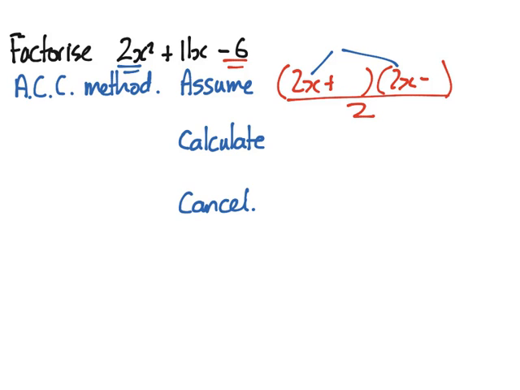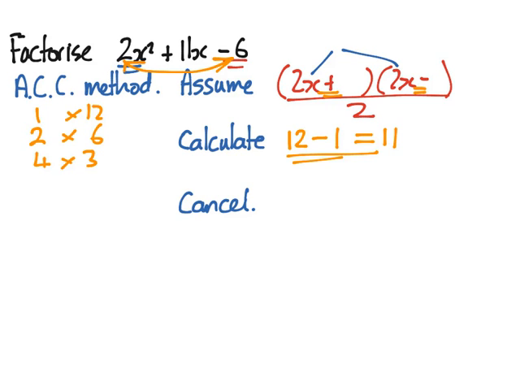Then we have to calculate, and we need to calculate the factors of the first and the last number. So we need to calculate the factors of 12: 2 times 6, 1 times 12, 4 times 3. And we choose the two where one is added and the other is subtracted to make 11. So 12 minus 1 makes 11. So those are the factors that we choose, the 12 and the 1.